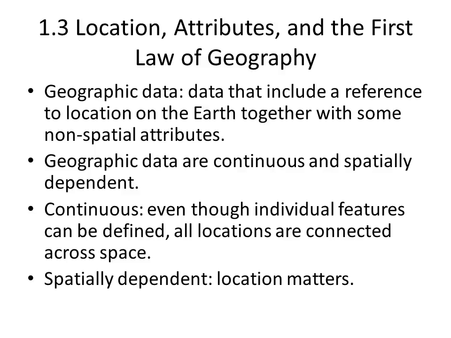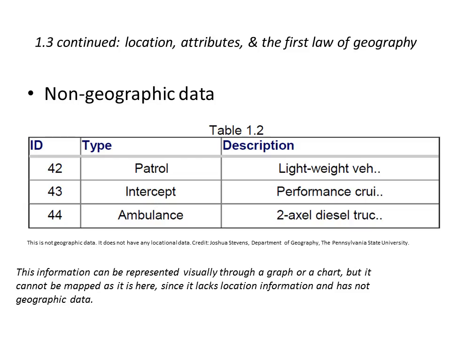So geographic data, we typically are looking at the spatial aspects, so location is the spatial data, together with some non-spatial attributes, which makes the data actually usable. Geographic data are continuous and they're spatially dependent, and this means that even though individual features can be defined, all locations are connected across space. And when we say spatially dependent, for now, we'll just leave this to the concept that spatial location matters.